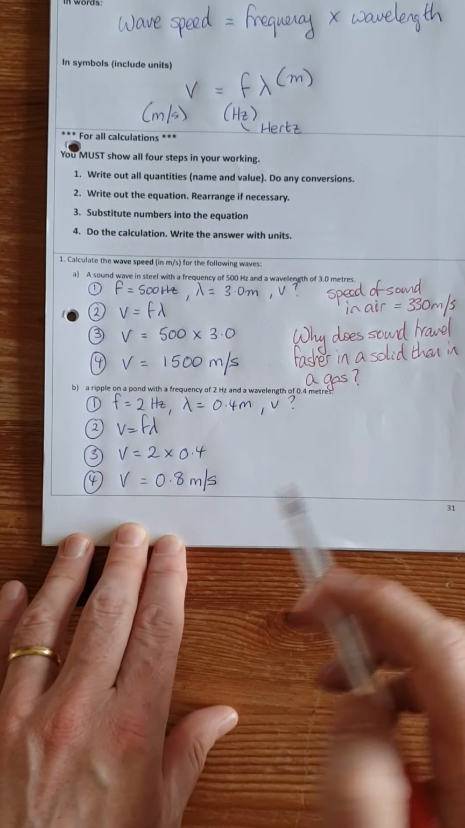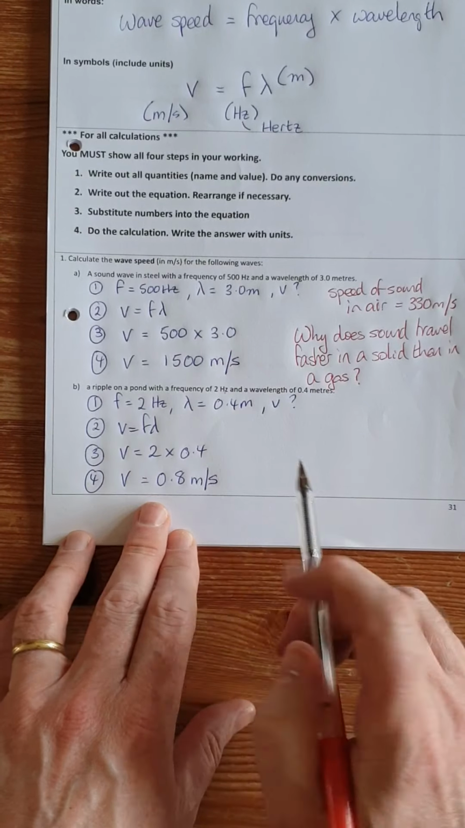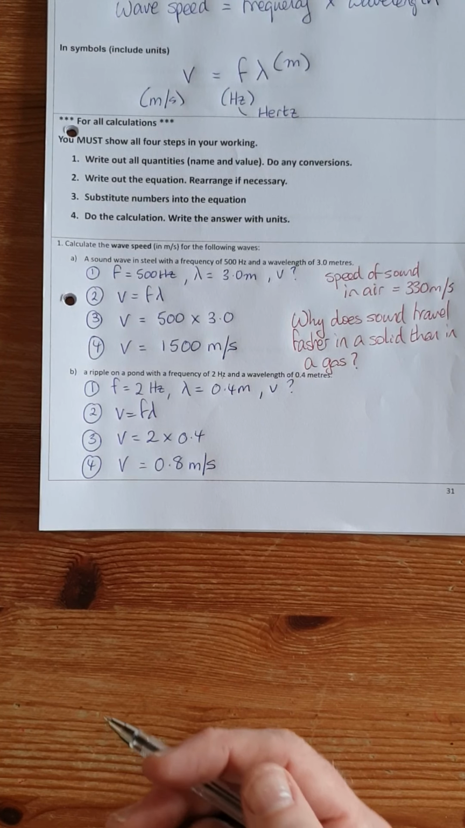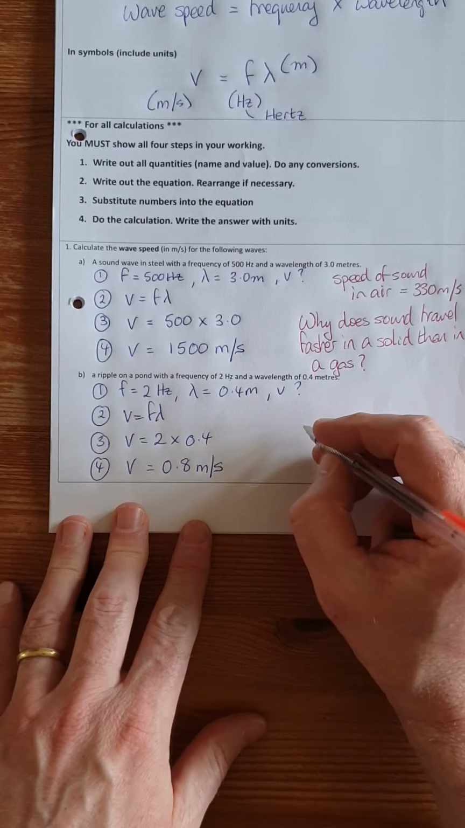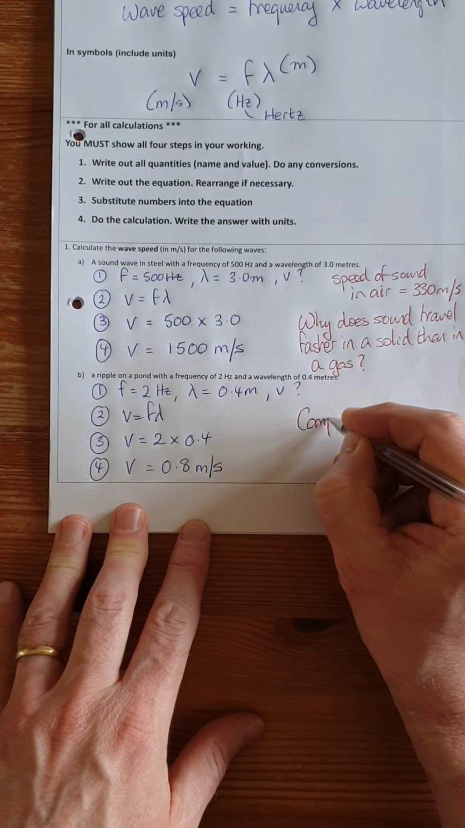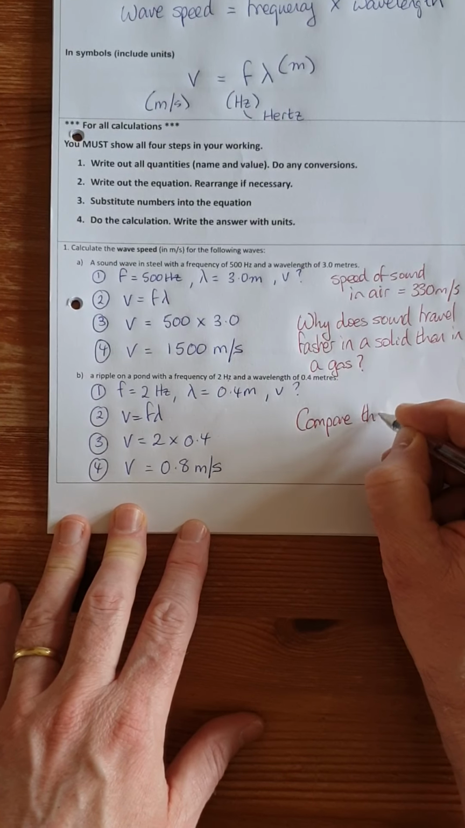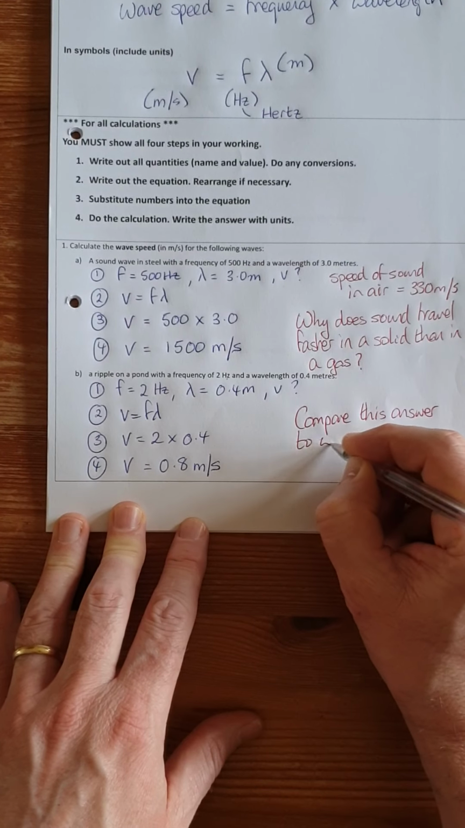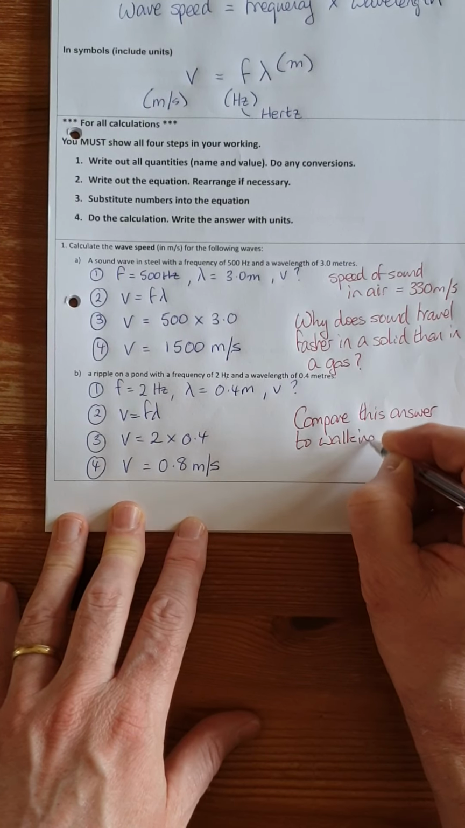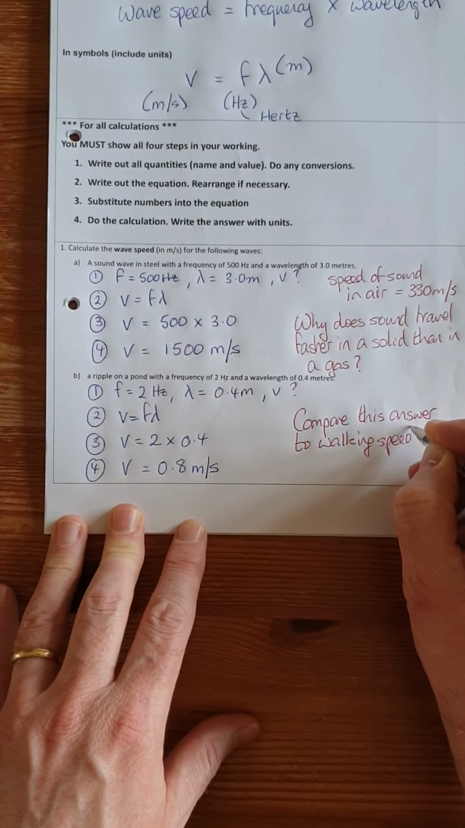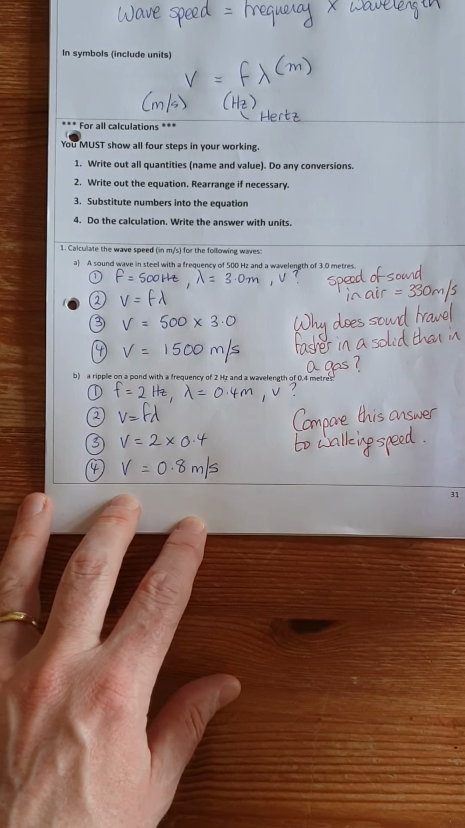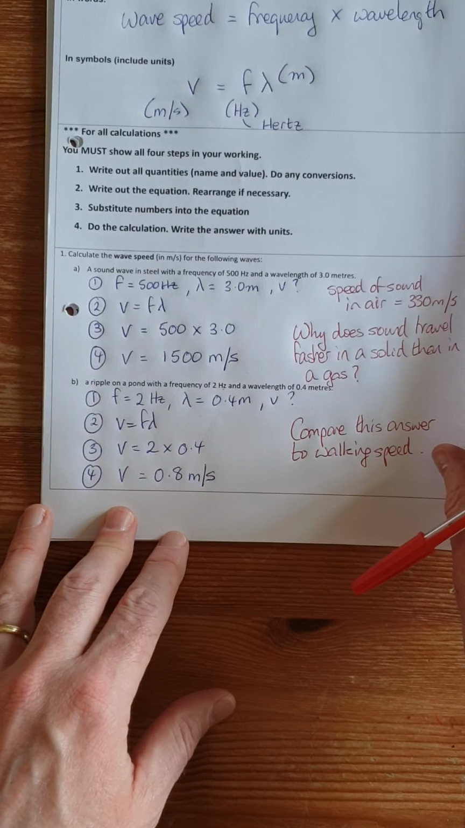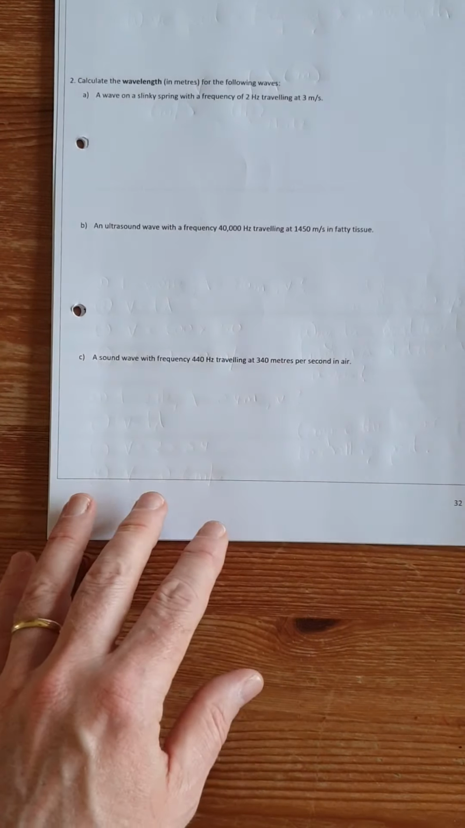Okay, and for the second answer we got an answer of 0.8 meters per second. And what I'd like you to do is compare this answer to walking speed. And again, this is one of those numbers that you need to know. It's given in your revision guide. Okay, let's move on to the next page.